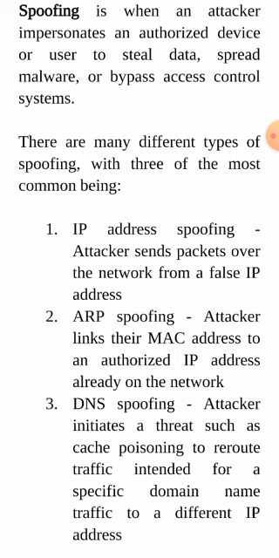And there are three different types of spoofing generally in place. They are IP address spoofing, just like I described earlier. In cinema and all, we might have come to know about this kind of attack, IP address spoofing attack. So the attacker sends packets over the network from a false IP address.